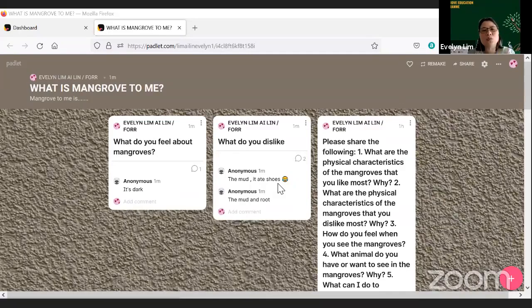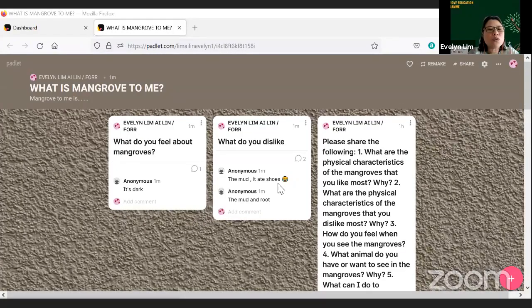The mud and the root. Okay, so you see, for some people, they like the root, but for some, it is the other way around. They actually don't like the root. Yeah, okay. Come on, what else? Get yourself in and write.